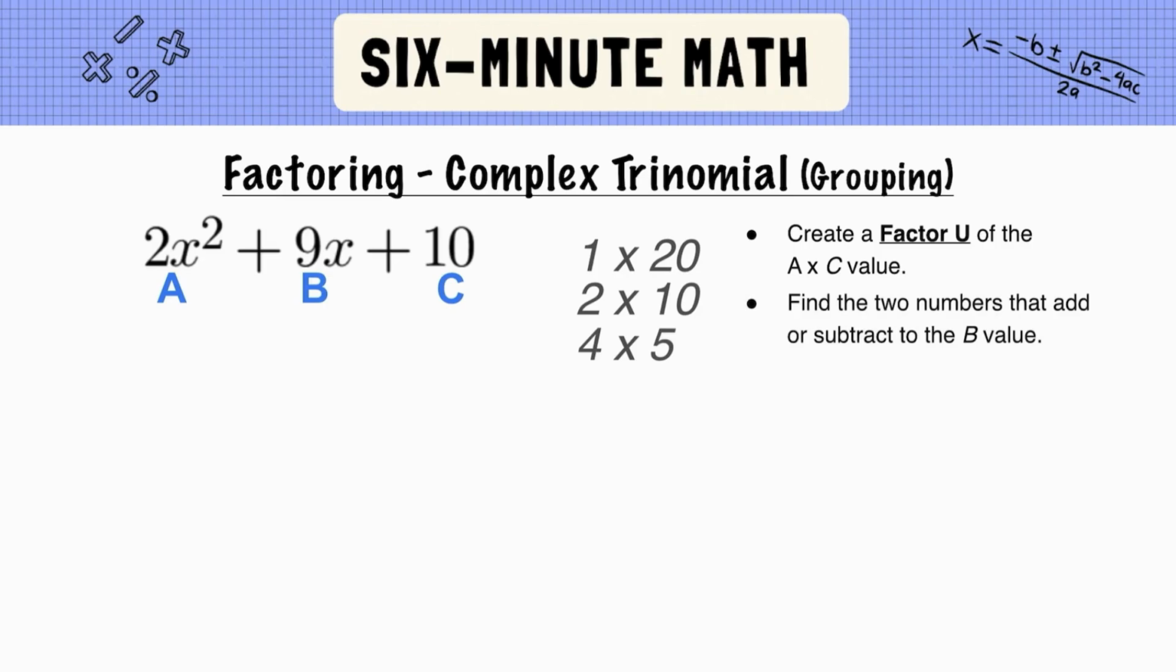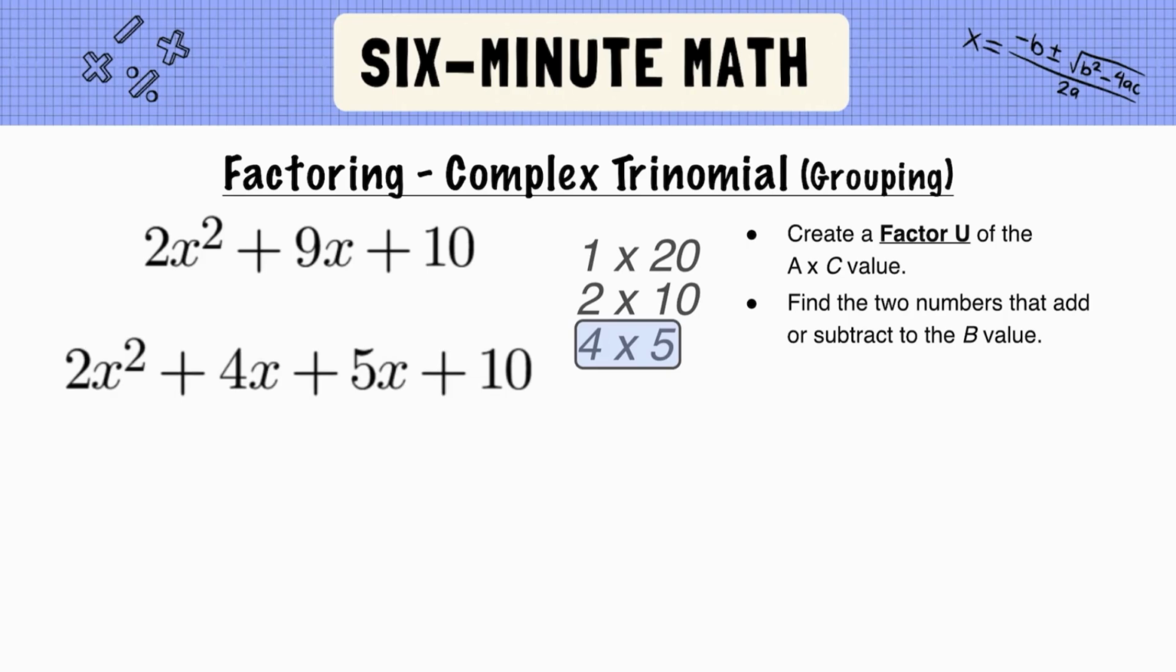Then we are going to find two numbers that add or subtract to that b value. In this case, we are going to look at that operation before our c value to tell us whether we are adding or subtracting. Because we have an addition sign before that c value, we're looking for two numbers that add to 9, which are 4 and 5. At this point, we are going to split our 9x up into two separate terms. So our 9x is going to split up into 4x plus 5x.